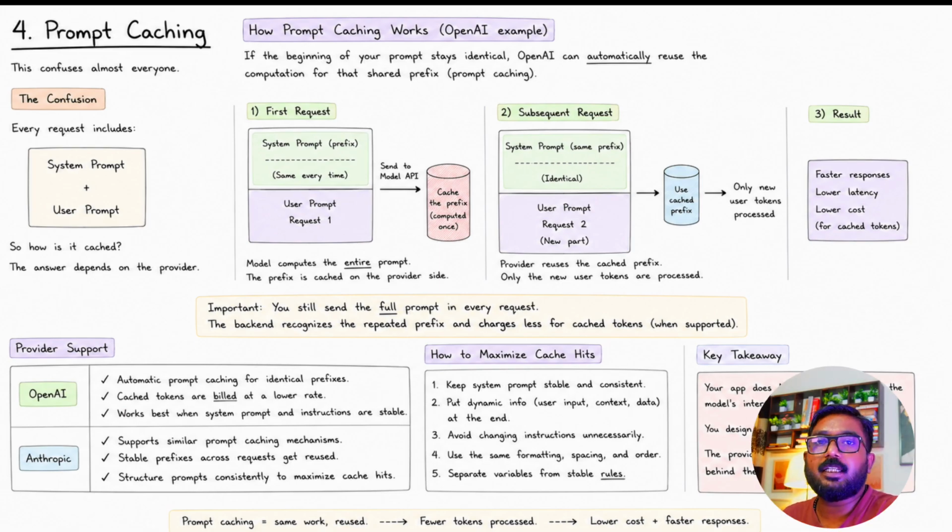Correct. So what is the key takeaway? Your app does not manually manage the model's internal cache, right? Because you are not managing it. You design the prompt to maximize cache hits, right? It will be managed by Anthropic and OpenAI or Gemini. The provider handles the optimization behind the scenes.